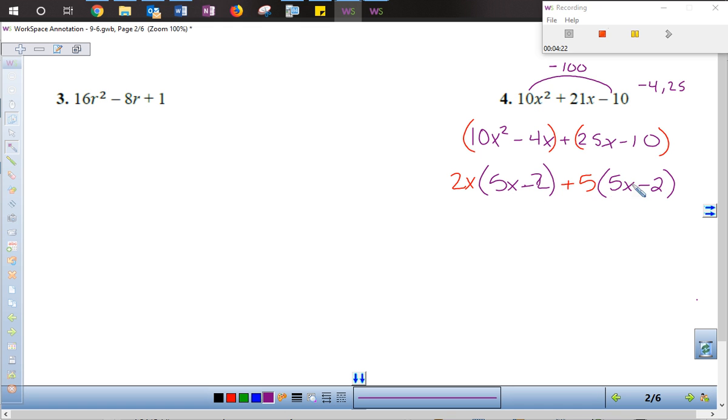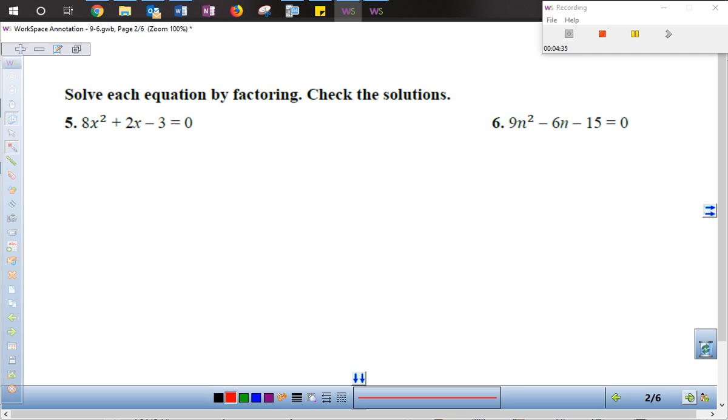So my 2 binomials are the same. 5x minus 2, that can come out first. And whatever I have left goes second. That's 2x plus 5. Next, we're going to go down to number 6. I have 9n squared minus 6n minus 15 equals 0.